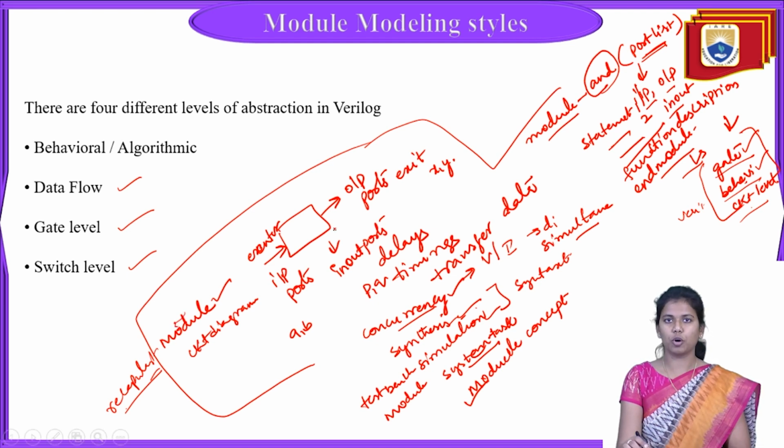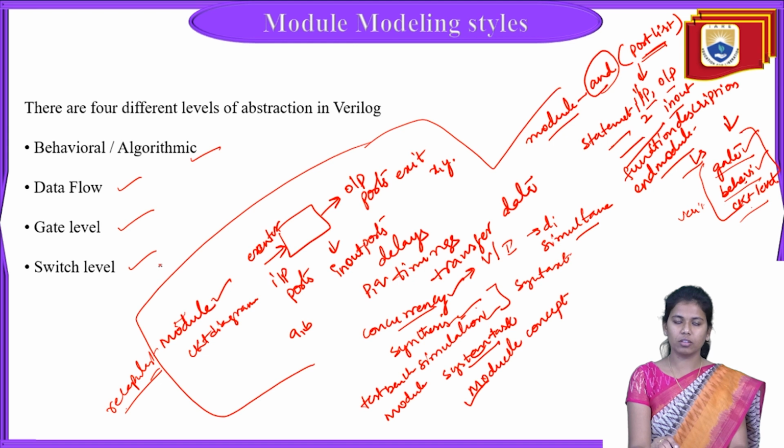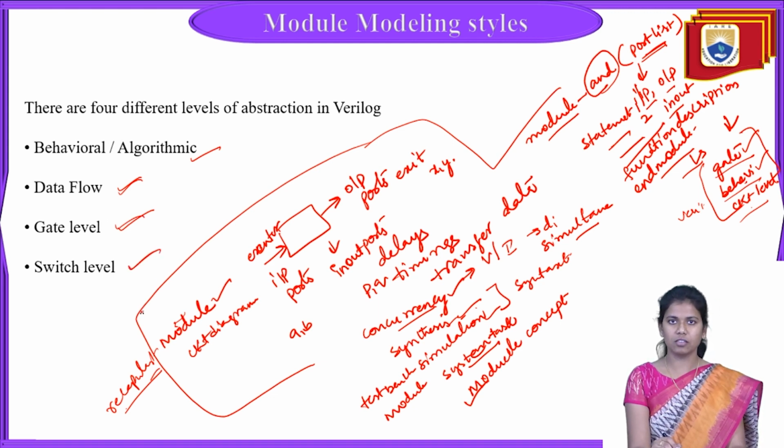Coming to today's topic, it is module modeling styles. Here we have different modeling styles in order to represent the module. The first one is behavioral or the algorithmic level. The second is the data flow. The third is the gate level. And the final one is the switch level. Switch level is also called the circuit level.